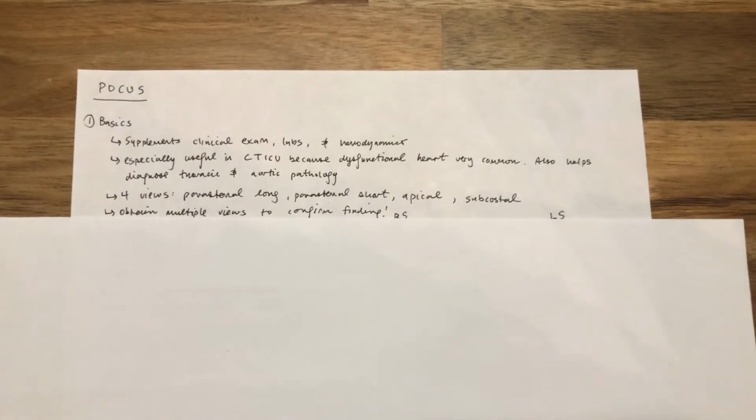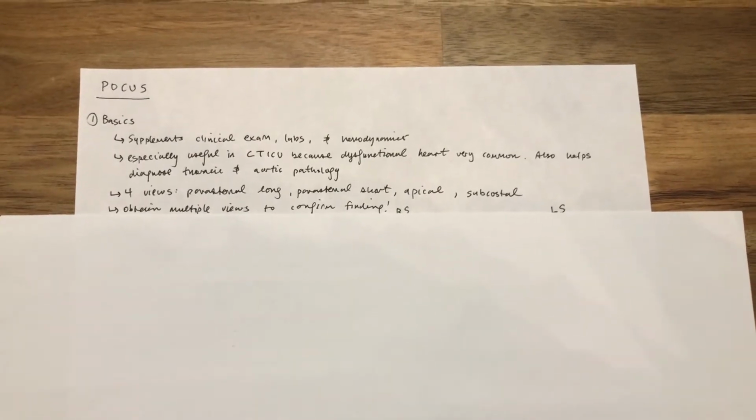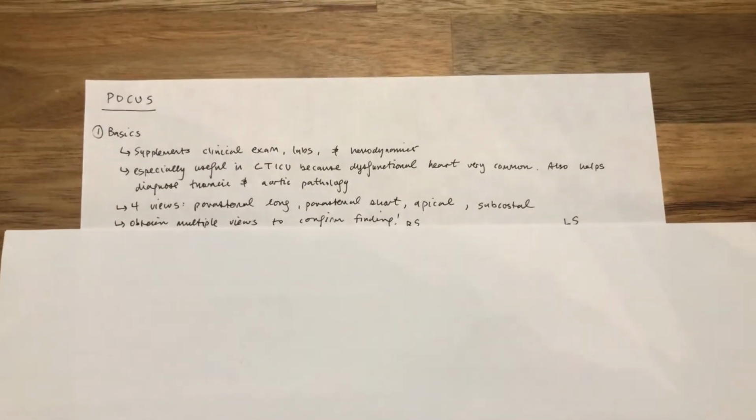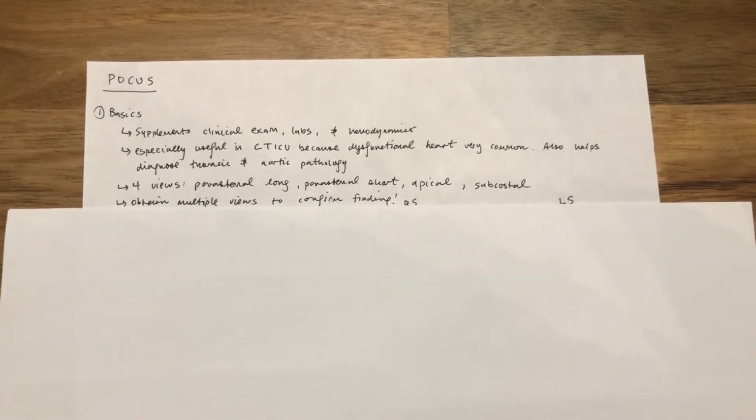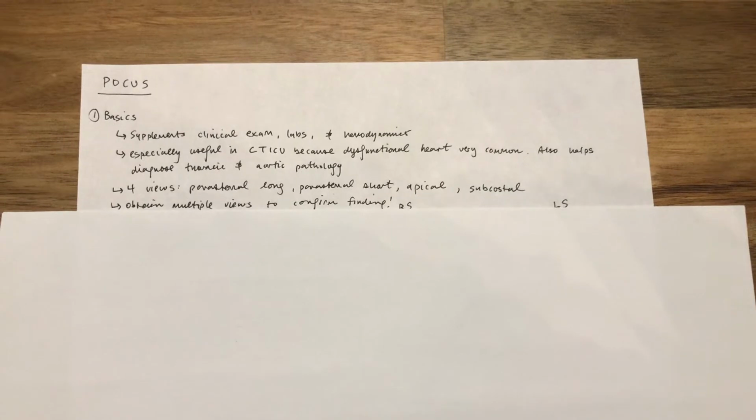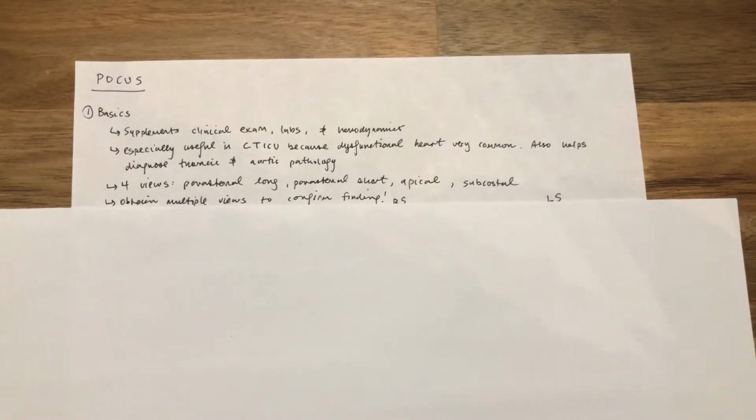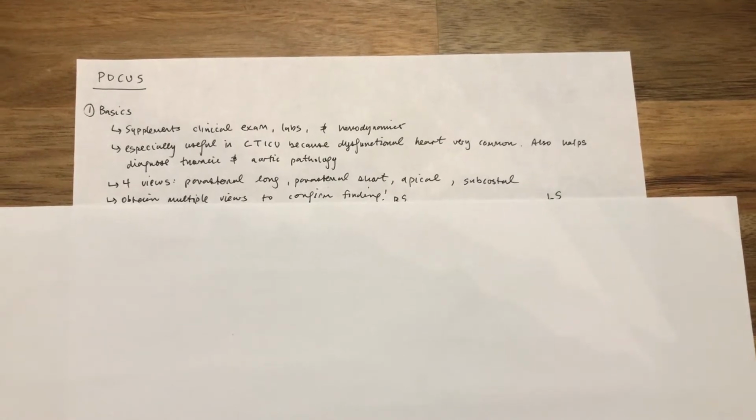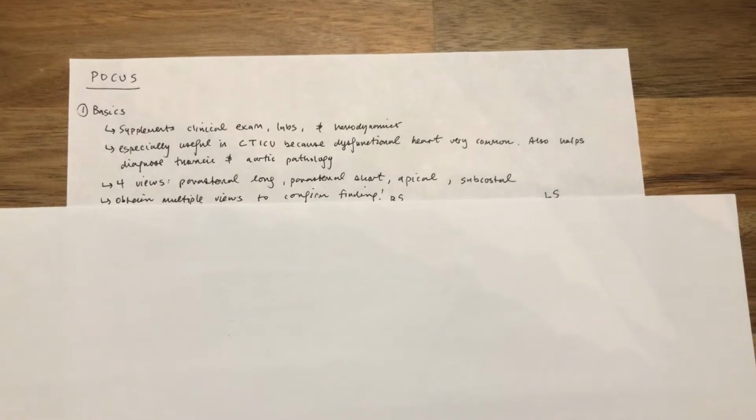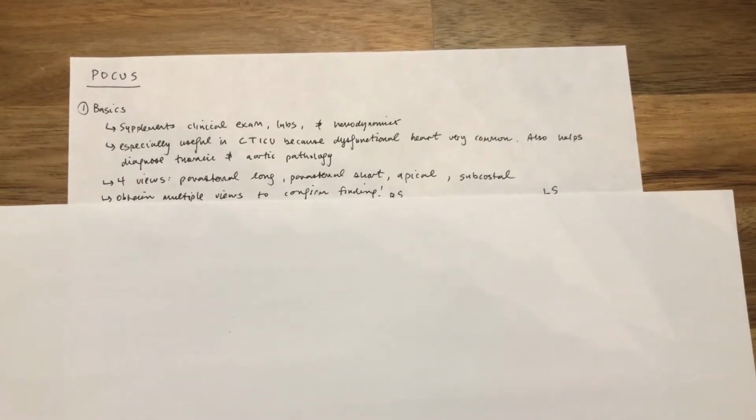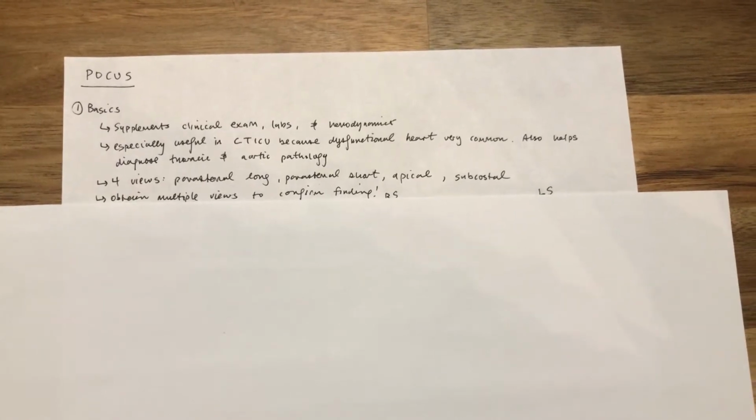Talk number 4 is on point of care ultrasound. I'm going to specifically focus on cardiac ultrasound because that is the most common and most useful kind that we use in the CTICU. So just to start, this is a supplement to clinical exam, labs, imaging, and hemodynamics. A lot of the time, you can't really figure out what's going on with just the numbers alone.